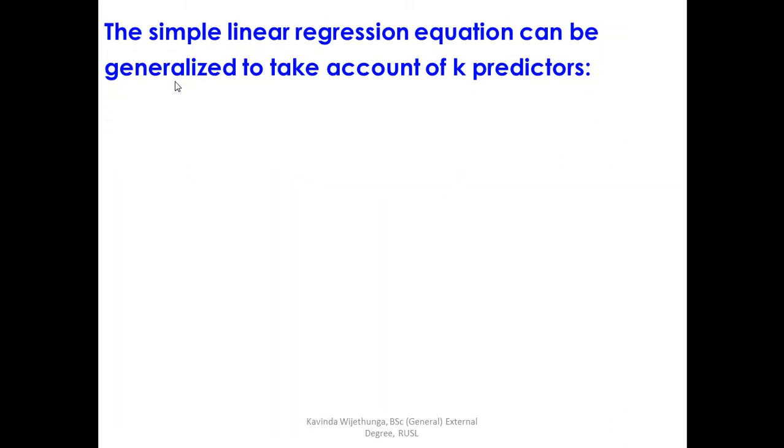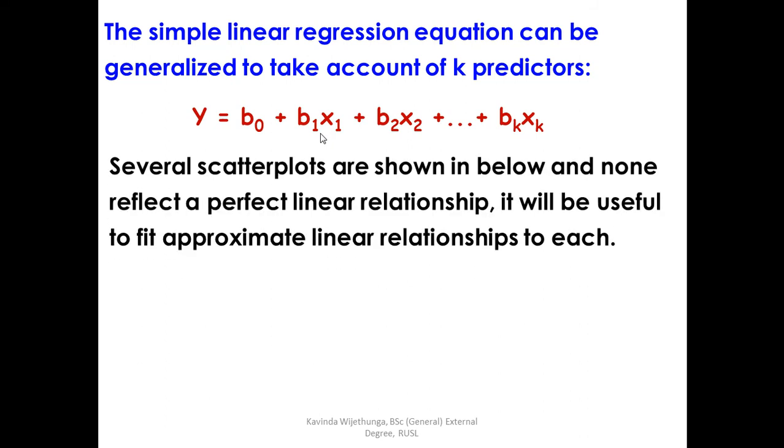The simple linear regression equation can be generalized to take account of k predictors. Y equals b naught plus b1 x1 plus b2 x2 plus up to bk xk. So this is the equation of multiple linear regression. Several scatter plots are shown below. None reflect a perfect relationship. It will be useful to fit an approximate linear relationship to each.